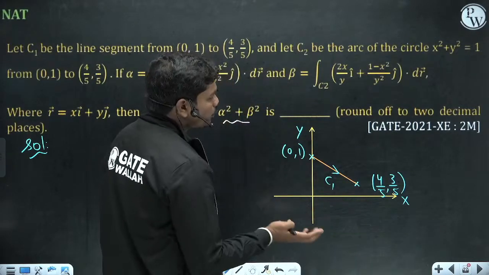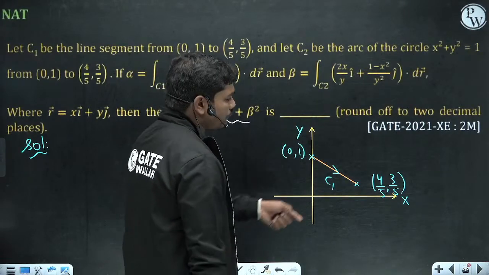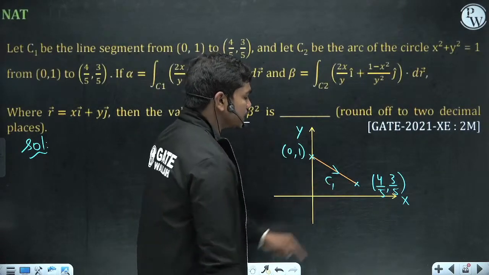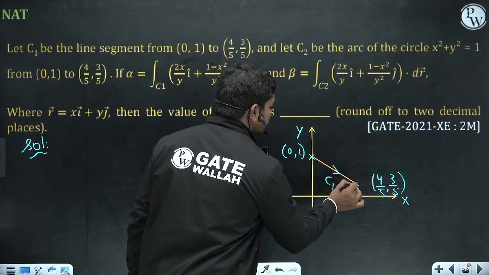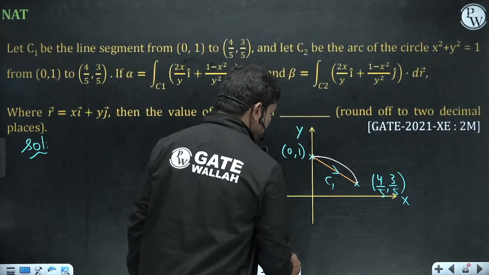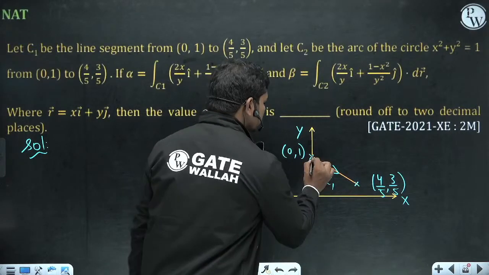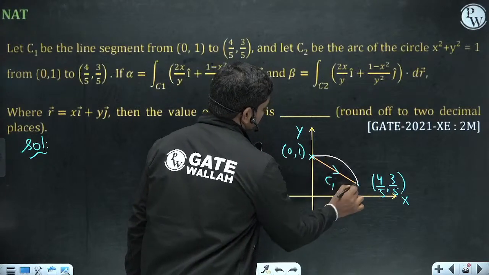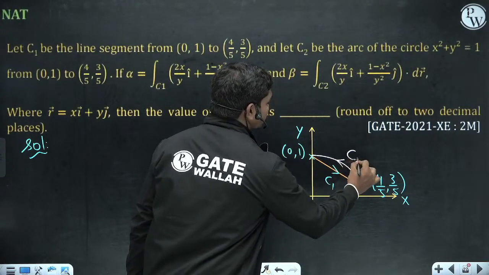and C2 is the arc of the circle x² + y² = 1. This point is a part of the circle, so there is a circular arc like this. So this circular arc is C2.